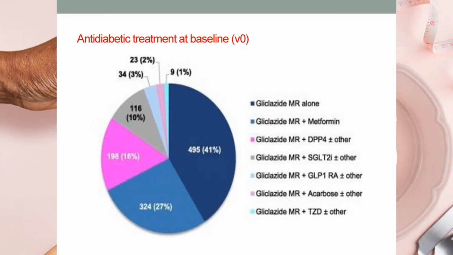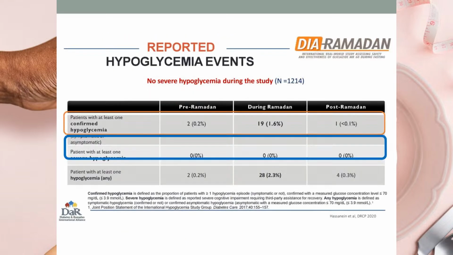And these were the pattern of medication. So a huge chunk were just using gliclazide alone, 41%. The next one is gliclazide with metformin. There was DPP-4, SGLT2, GLP-1, acarbose, and TZD. So all the major groups were featured. So let's look at the results in summary.